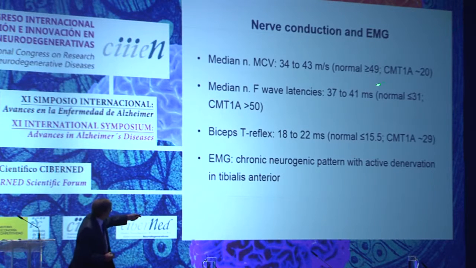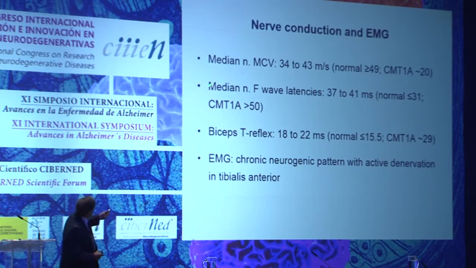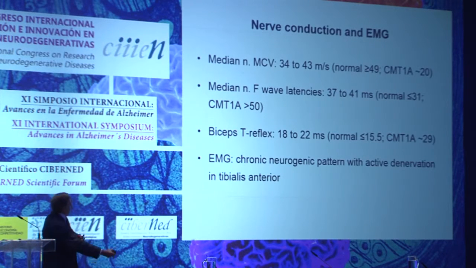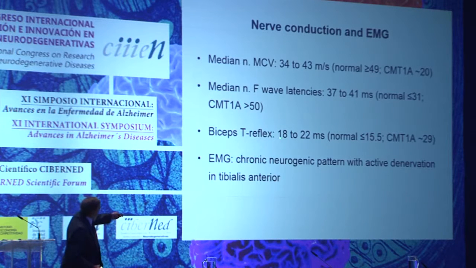In our series of CMT1A, 20 meters per second. That is to say, intermediate between CMT1A and normality. Median F wave ranges from 37 to 41 milliseconds, normal 31, in CMT1A again 50, again between normality and CMT1A. We recorded the biceps T reflex and obtained values ranging between 18 and 22 milliseconds, normal lower than 55, and in CMT1A 29. Again, the results are between normality and CMT1A.